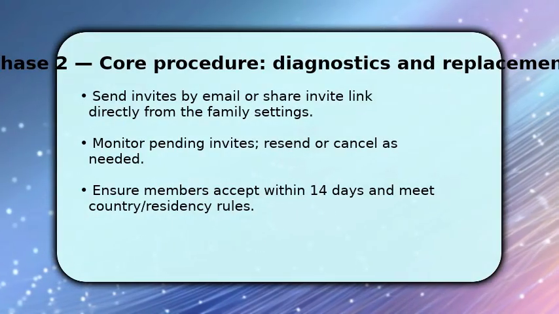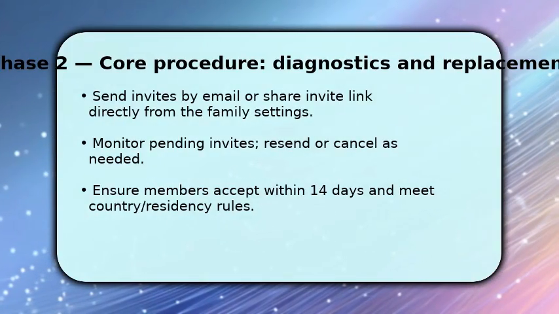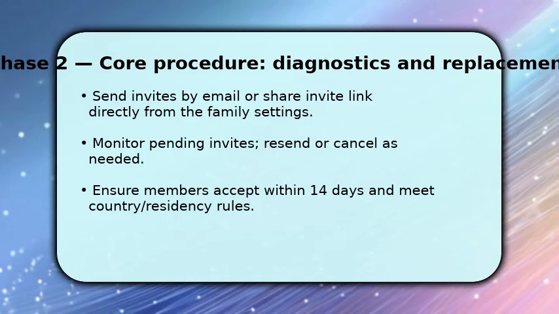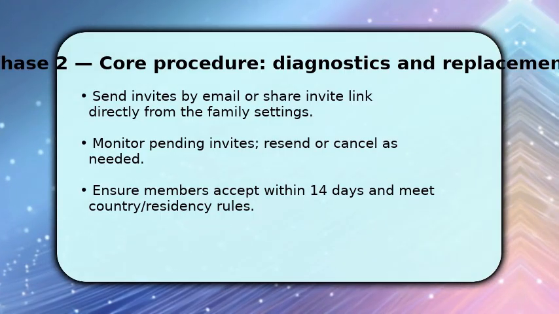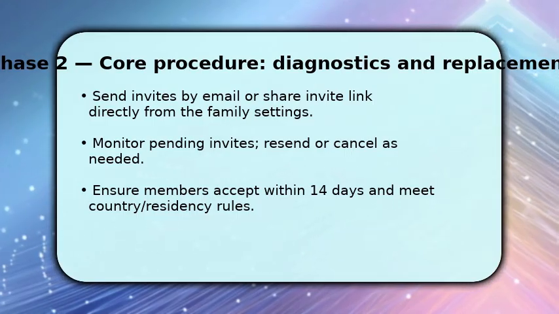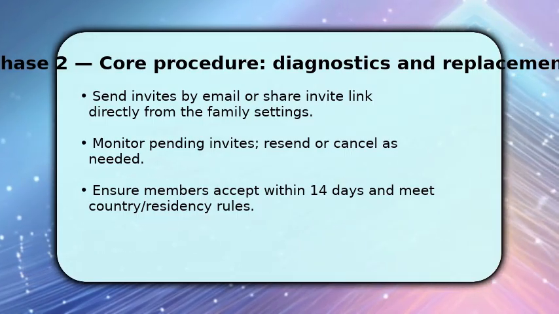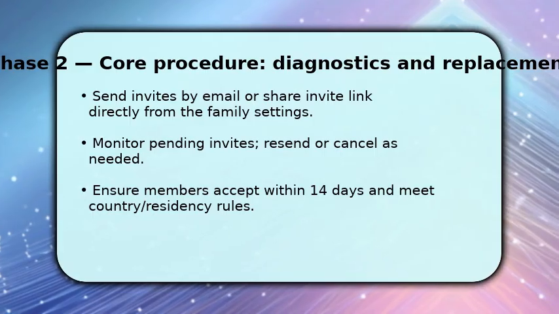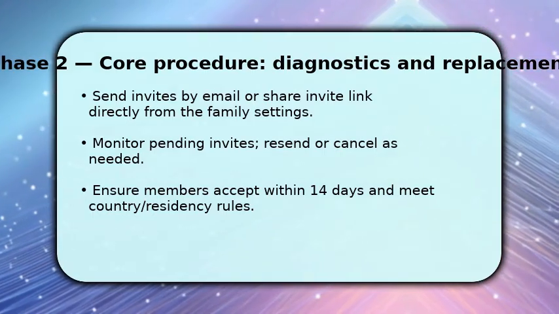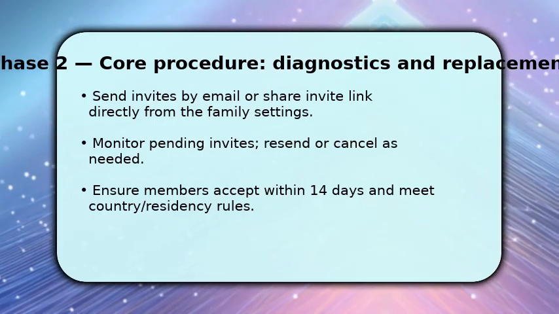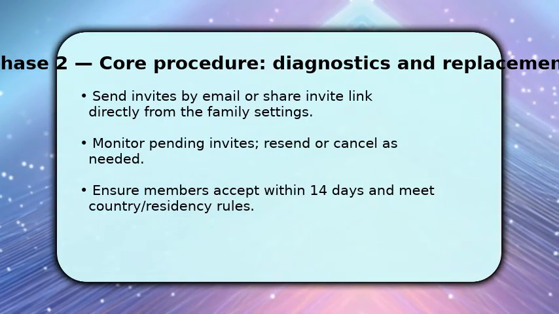Next, you send invitations from family settings inside Google Families via the link or direct email invites. Explain to recipients they must accept while signed into their Google account, otherwise acceptance fails. Once they accept, YouTube verifies location and eligibility. This avoids cross-country conflicts. If an invite stays pending, resend or cancel and re-invite.